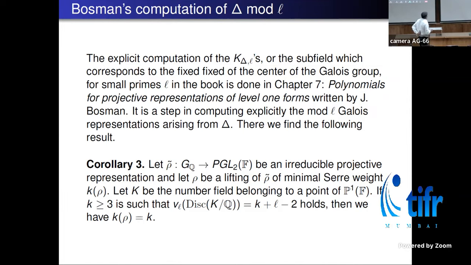Suppose you have a projective representation, and you look at the corresponding splitting field of this Galois representation, and look at the field fixed by the Borel subgroup. You'll typically get an extension of degree L plus 1. Now, if the valuation of the discriminant of this extension has a certain form, then the Serre weight turns out to be K, so it's supposed to come from a weight K modular form. If the discriminant has the form L^(L+K-2), where L is the residue prime, then the expected weight of the modular form is K.